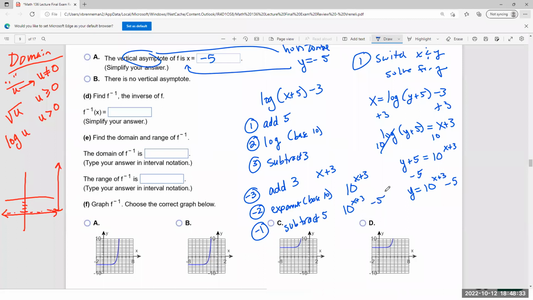So notice getting the same result either way. It's just a matter of which process makes the most sense to you to think about that. So 10 to the x plus 3 minus 5.